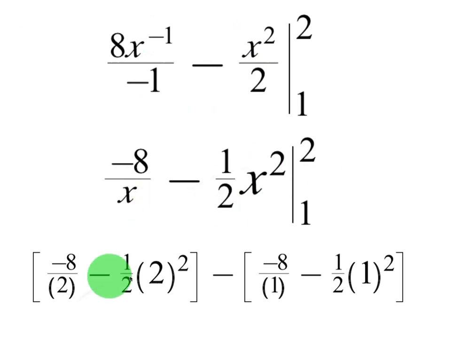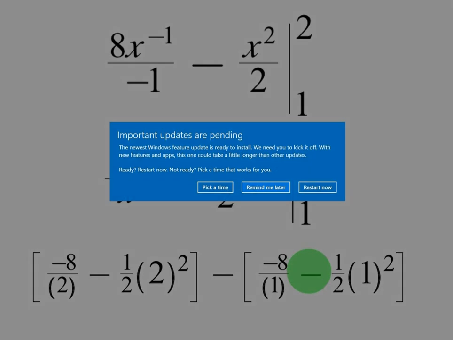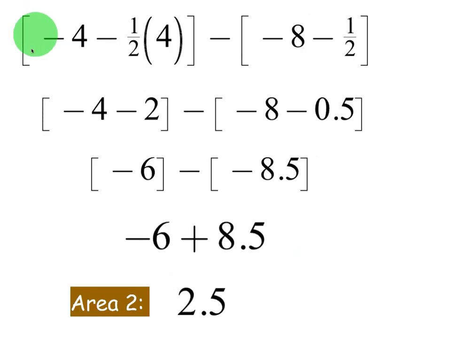Now I can plug in my upper limit 2, and then plug in my lower limit 1. So it's going to be all of this: negative 8 over 2 minus 1/2 times 2 squared, minus negative 8 over 1 minus 1/2 times 1 squared. Remember, this minus distributes to both, so it looks like both these terms are going to become positive. All right, so this simplifies to negative 4 minus 1/2 times 4, minus negative 8 minus 1/2. Going all the way down to make sure we get our negatives right, it's going to become negative 6 plus 8.5, which is 2.5.